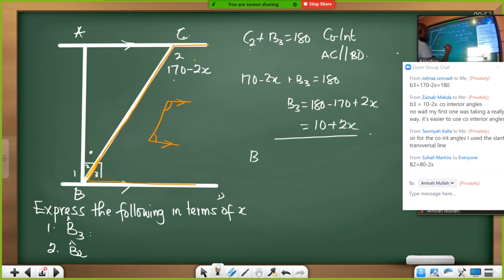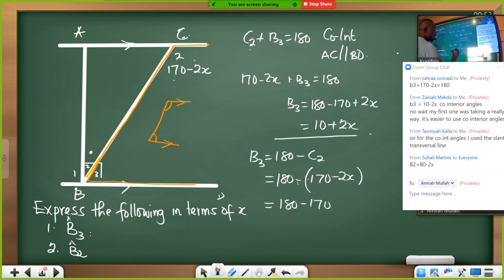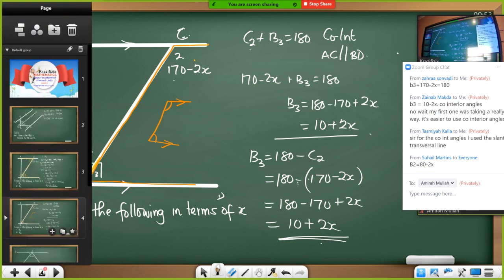Or if you had said B3 is 180 minus C2, it is 180 minus, don't forget, I think we are forgetting the bracket, and that's very, very important. This will be 180, negative times positive, negative times negative, and that will give us 10 plus 2x again. Awesome. I hope that makes sense.